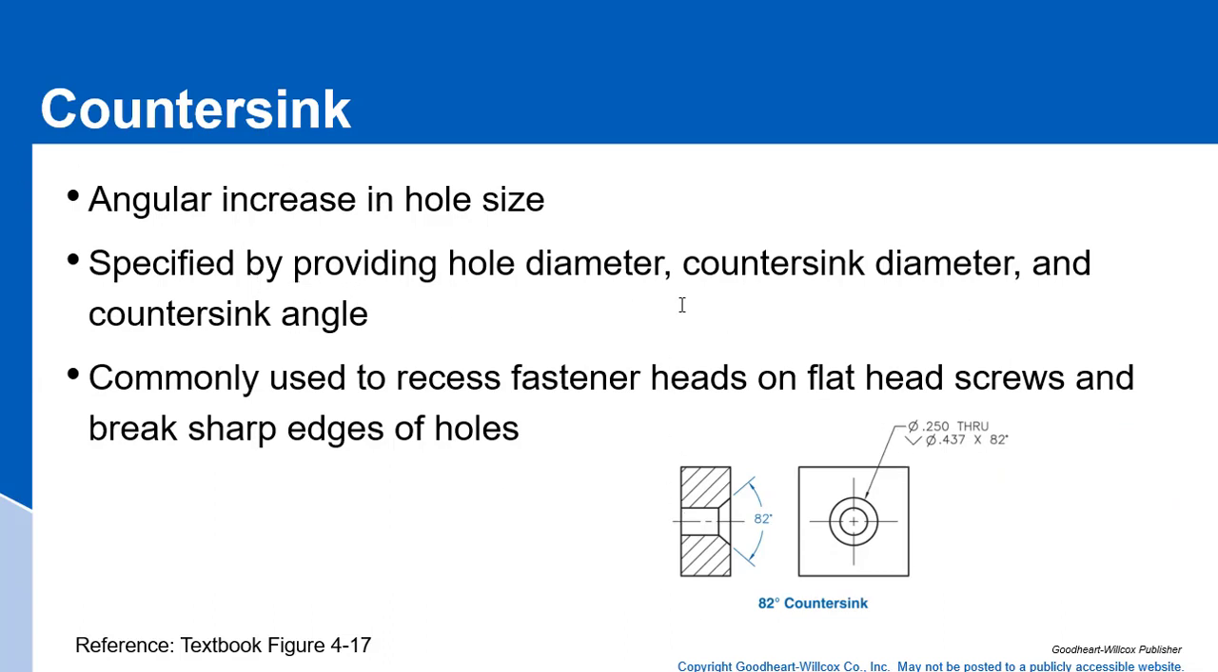It's specified by providing the hole diameter, countersink diameter, this is the breakout diameter at the top, and the countersink angle. It's commonly used to recess fastener heads on flathead screws and break sharp edges of holes. In some cases you just want a smaller chamfer here just to break the sharp edge, just to help lead in the fastener, if you will, on a threaded hole. Or you could use it to recess a flathead screw.